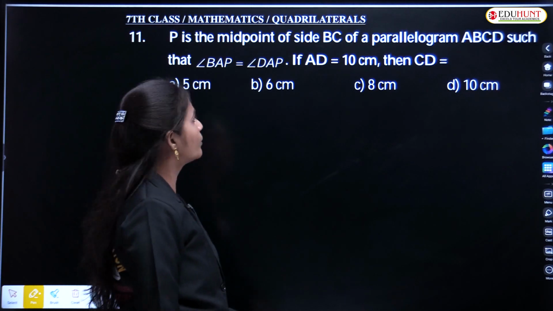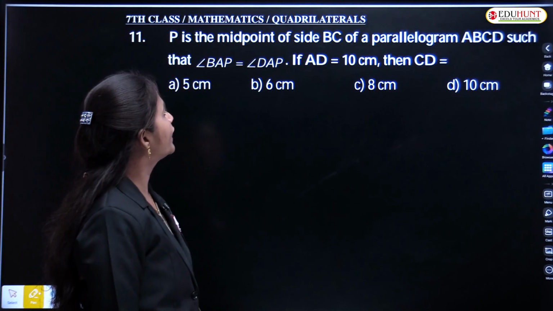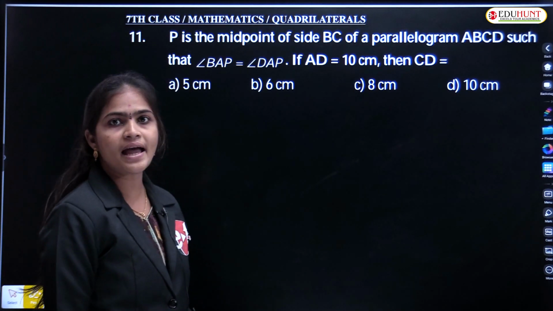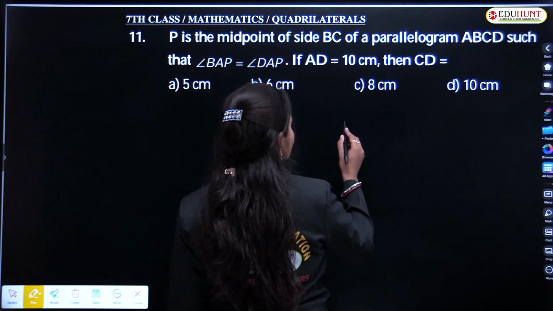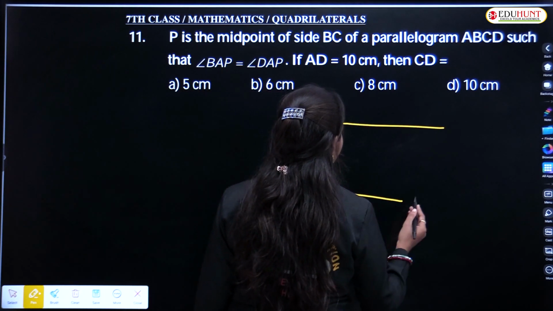So see this question properly. P is the midpoint of side BC of a parallelogram ABCD. So draw the parallelogram ABCD.